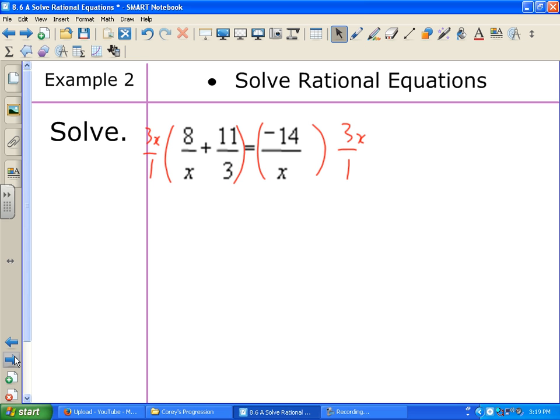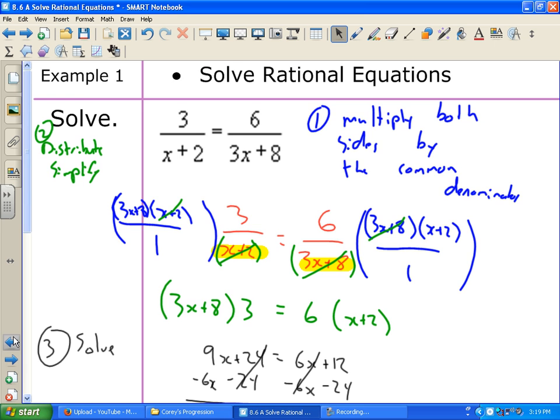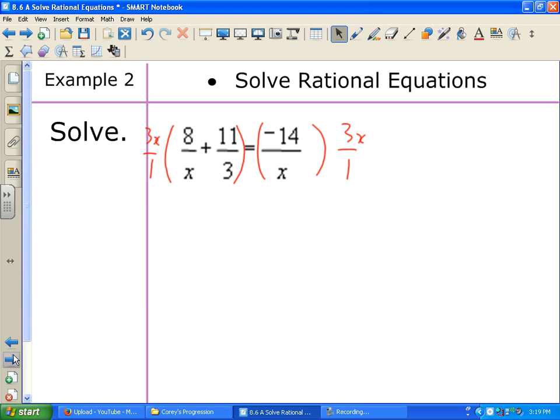That's our next step. I'm going to try to match my colors up. Oh, I failed on matching the colors up. So we're going to go ahead and distribute right now. When I distribute, my first term here is 3x times 8 over x. Hopefully you'll agree with me that those x's will drop, and that will leave me just 24. When I distribute to my next term, that'll be 3x times 11 over 3. This time my 3's will drop, and that will give me a positive 11x.